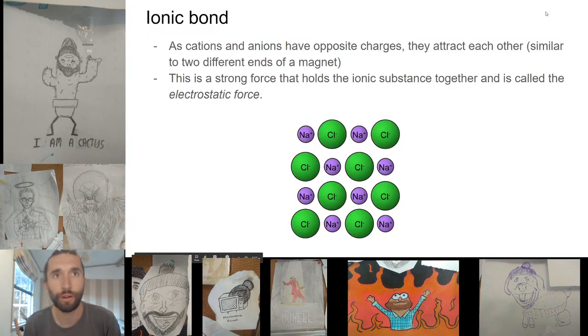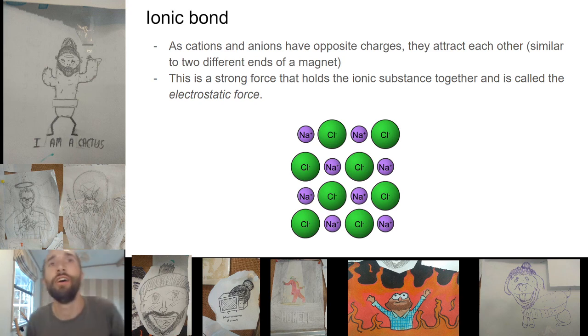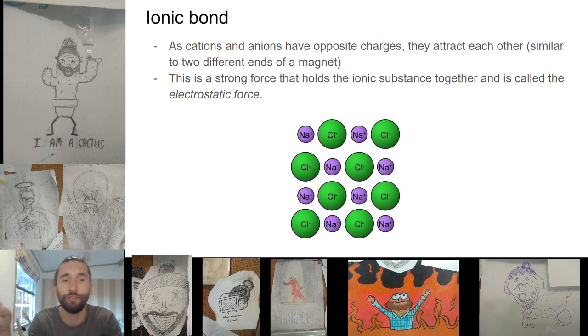Alright, so that's a recap over some ionic reactions and how ionic substances are formed. The way these ion particles are held together in the ionic substance is through this ionic bond. Cations and anions have opposite charges, positive and negative, and that means they attract each other, similar to the different ends of a magnet. If you try to put two different ends together, they will attract each other. If you put two of the same end together, they will repel each other. This works just the same in cations and anions.